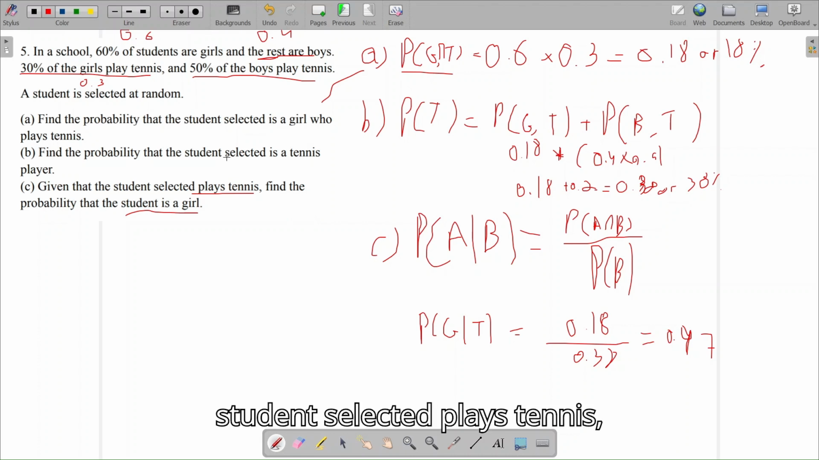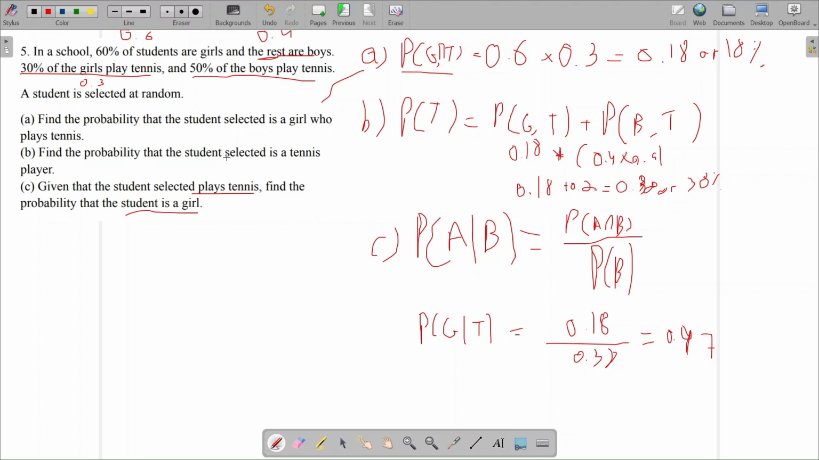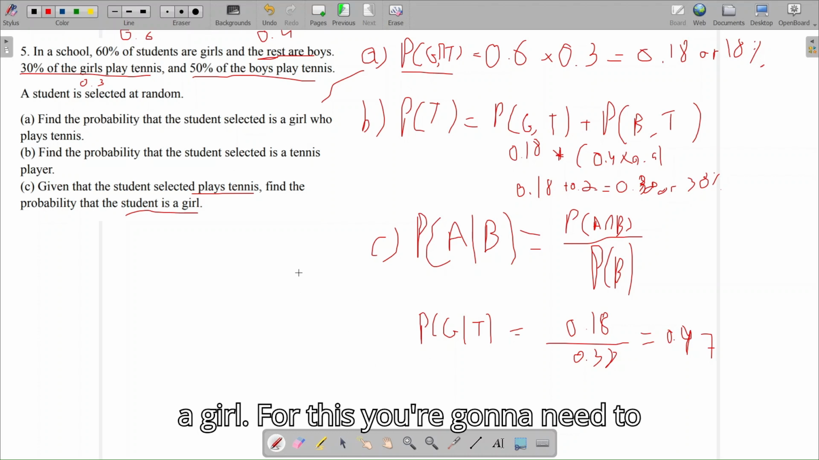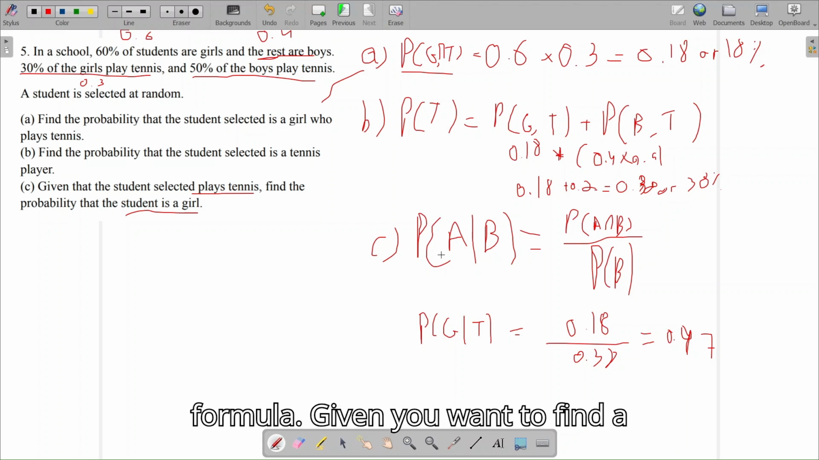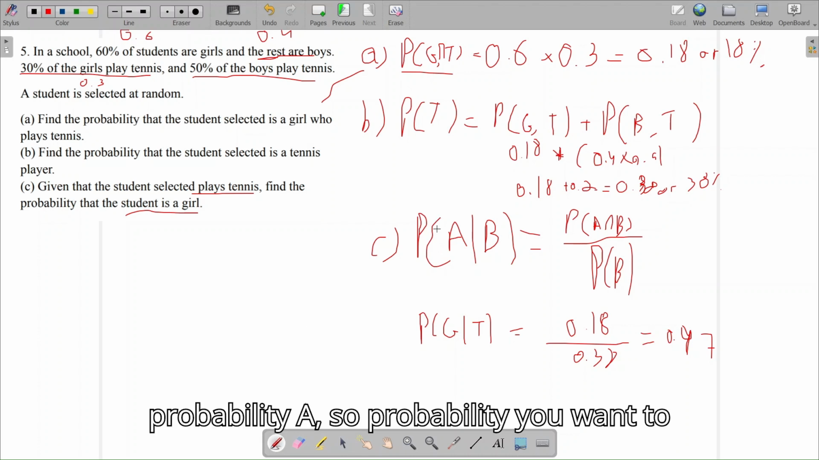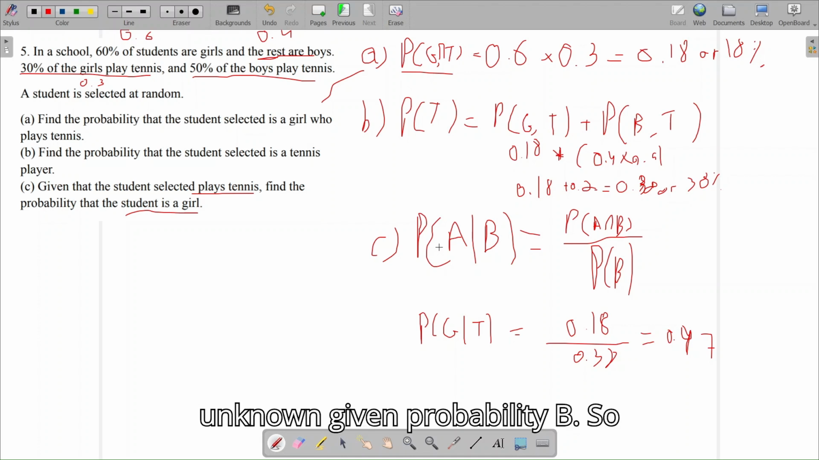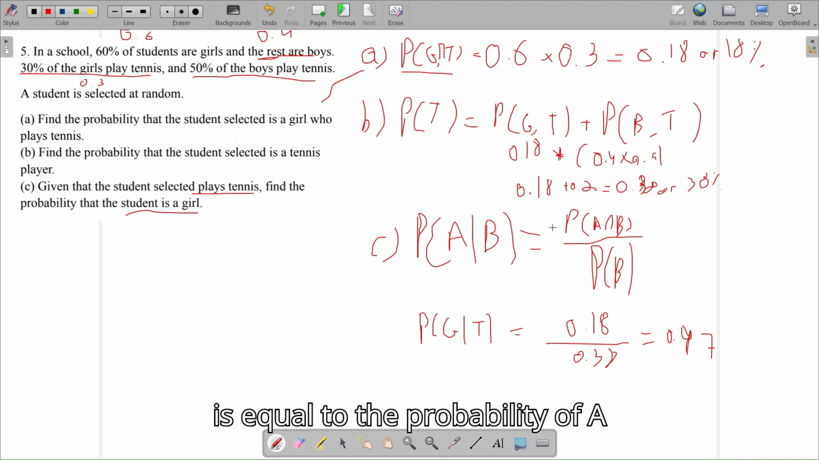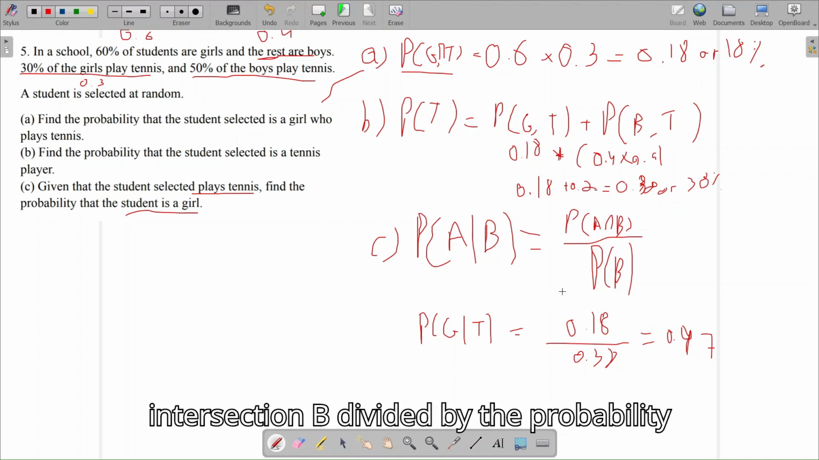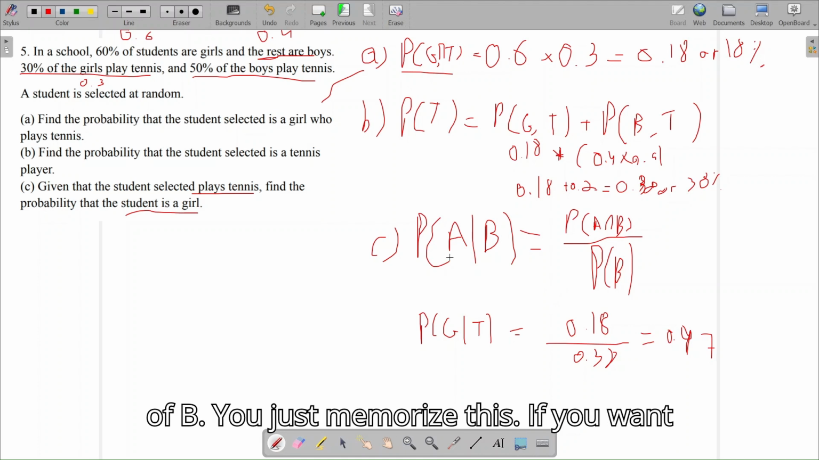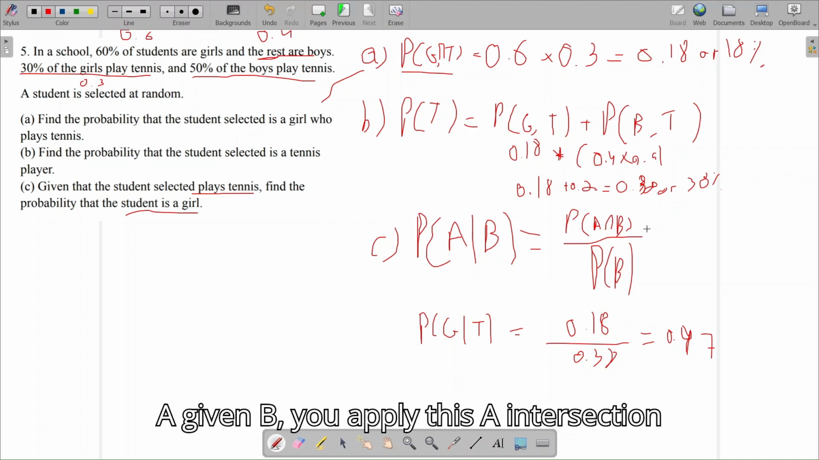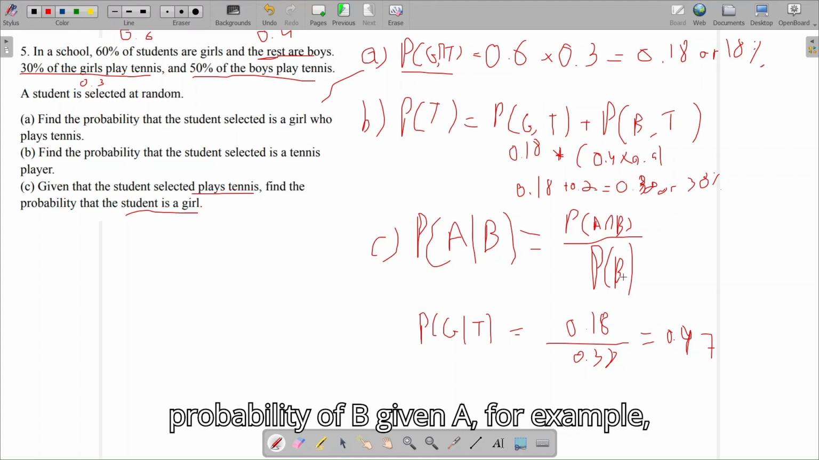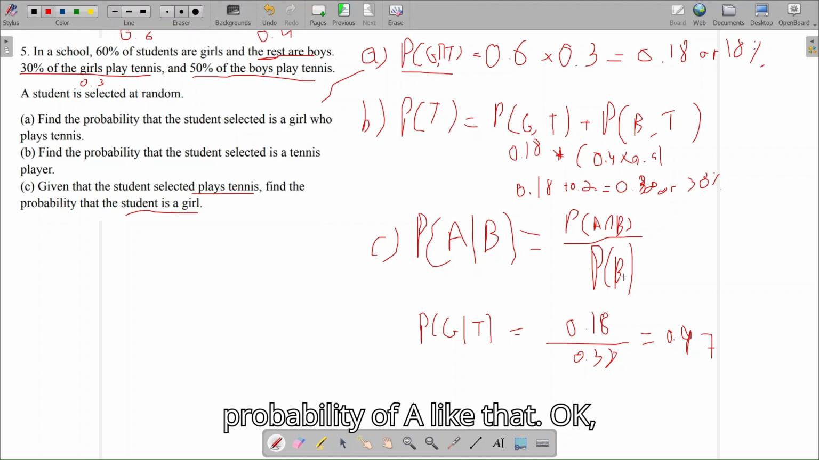Given that the student selected plays tennis, find the probability that the student is a girl. For this, you're going to need to know the conditional probability formula. You want to find probability A, which is unknown, given probability B. So the probability of A given B is equal to the probability of A intersection B divided by the probability of B. You just memorize this. If you want A given B, you apply A intersection B over B. If you want B given A, for example, it's B intersection A over the probability of A.